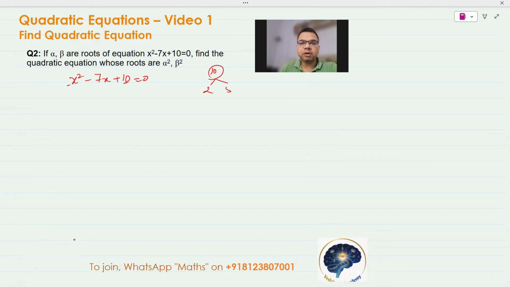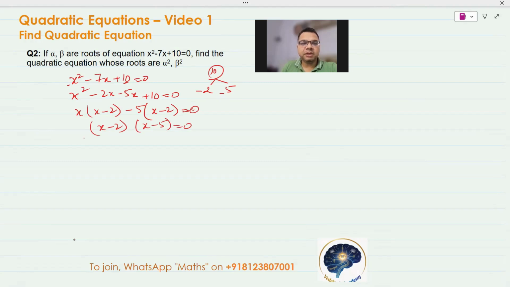And the factors are 2 and 5, which on adding will give me minus 7, or I can say minus 2 minus 5. X square minus 2x minus 5x plus 10 equals to 0. I'll take x common from here, and I'll take minus 5 common from here. X minus 2 is again taken common, and the remaining part is x minus 5. So x is either 2 or 5. So I found out the roots. Let's say this is alpha, this is beta.